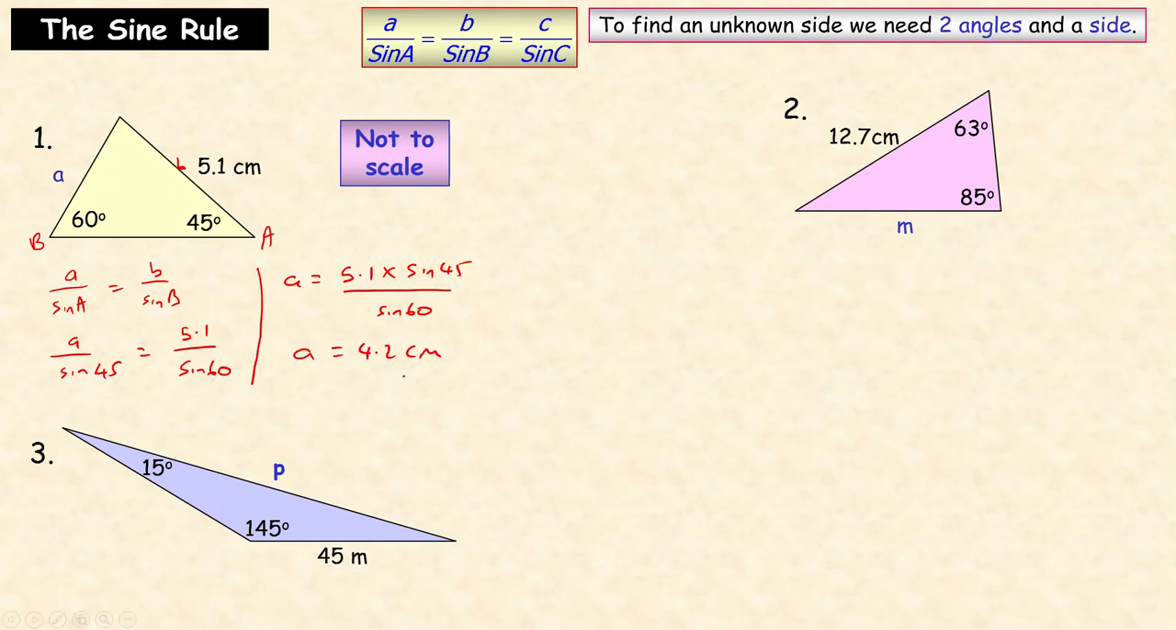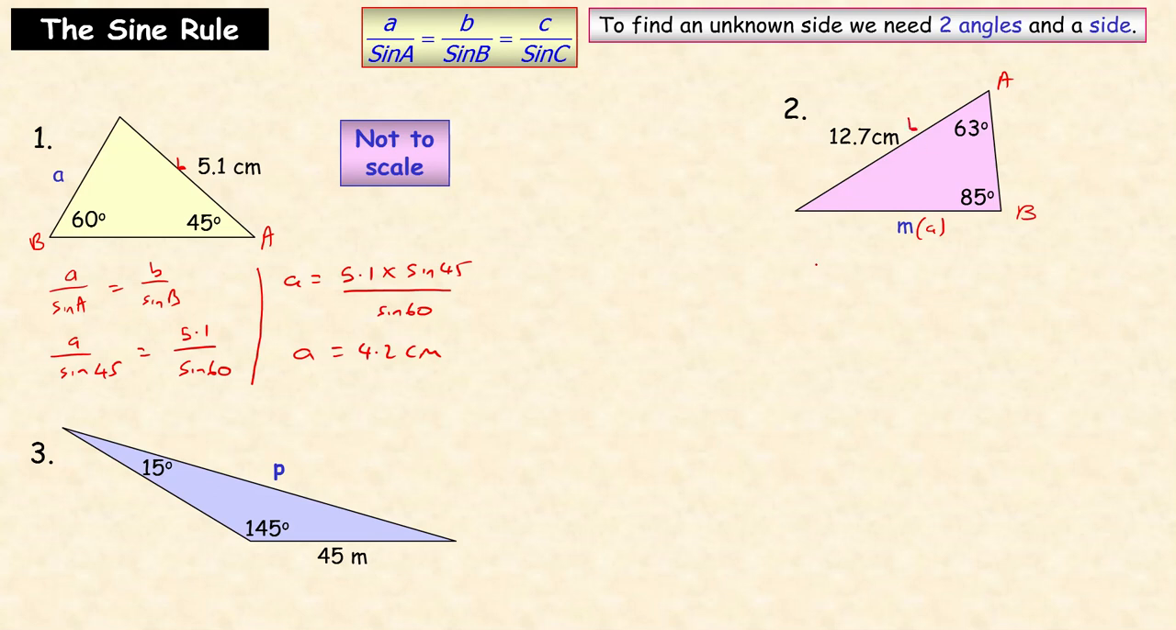Let's have a look at question 2. This time I'm looking for m. So I tell you what, I'm going to call the angle opposite here, this side m equals a. This angle capital A. And then I know these two. So I'll call this B, and the side opposite it, lowercase b.